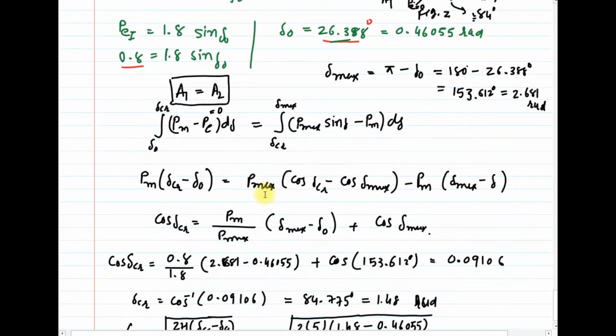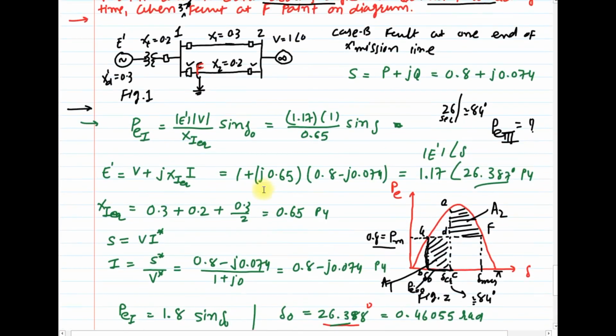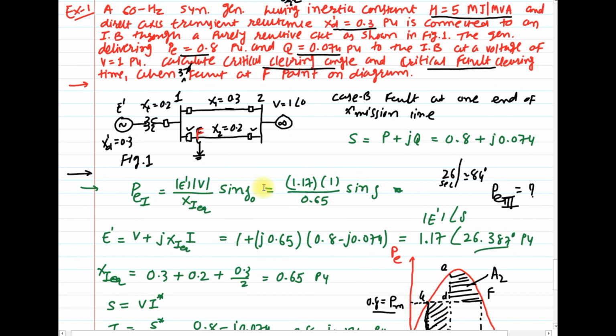I hope you have understood this example. Let me remind you again that we started from the normal power transfer by the system. For the calculation of this normal power transfer we need to calculate the E dash, and for this E dash we need to calculate X equivalent and I.